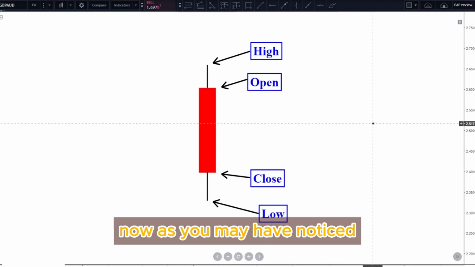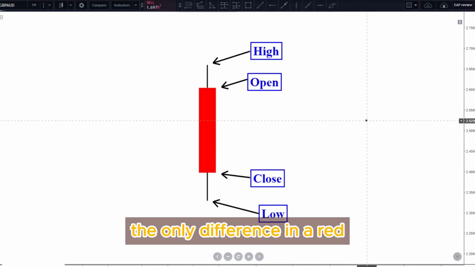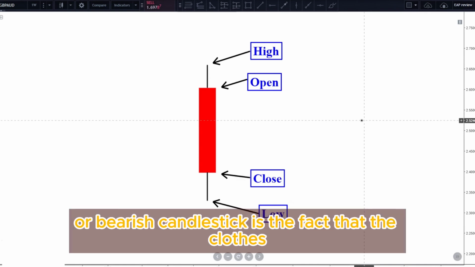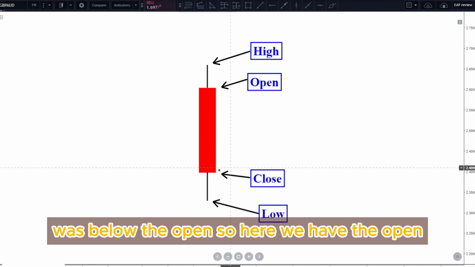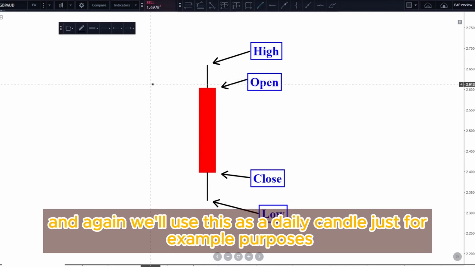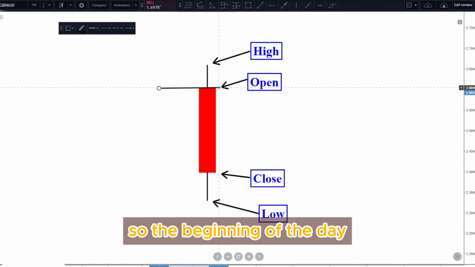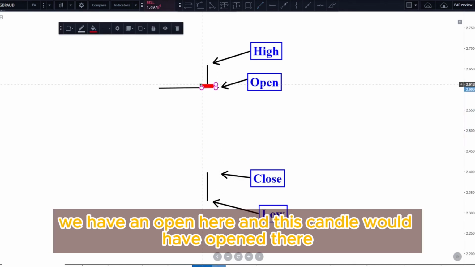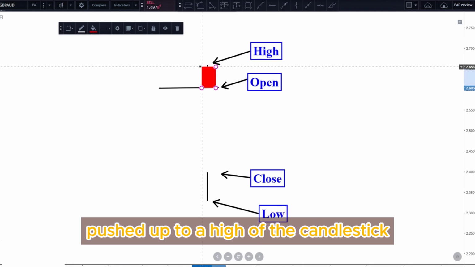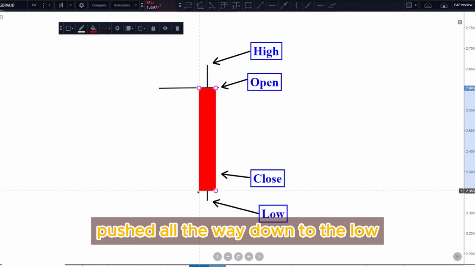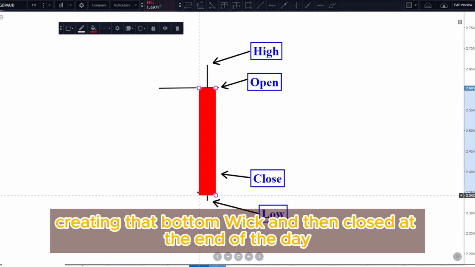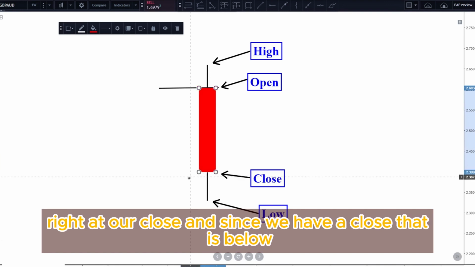Now as you may have noticed, these two are very similar. The only difference in a red or bearish candlestick is the fact that the close was below the open. So here we have the open, and again we'll use this as a daily candle, just for example purposes. So the beginning of the day we have an open here, and this candle would have opened there, pushed up to a high of the candlestick, pushed all the way down to the low, creating that bottom wick, and then closed at the end of the day right at our close.